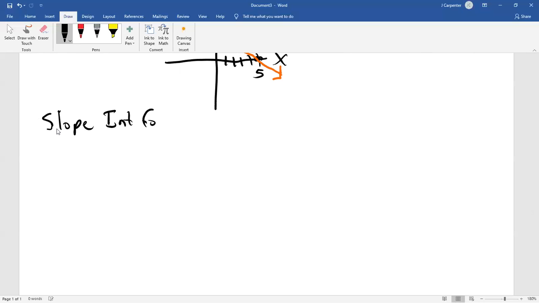Slope-intercept form of a line is y equals mx plus b. This is probably the most favored form of a line because it's solved for y, which means it's easy to plug in x values. It's set up as an input-output function. So you're putting in x's and getting out y's. And the number in front of the x, this m, is your slope. It tells you how steep it is.